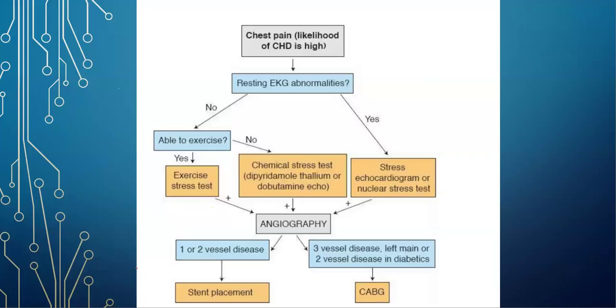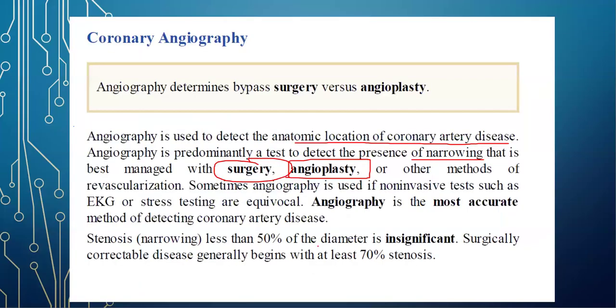Have a look. We say that stenosis less than 50% is insignificant, and the only time we would think of putting a stent into a coronary artery is if it is a symptomatic patient and having at least 70% blockage.